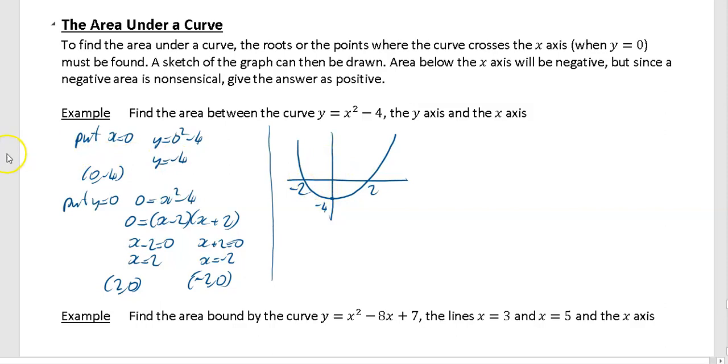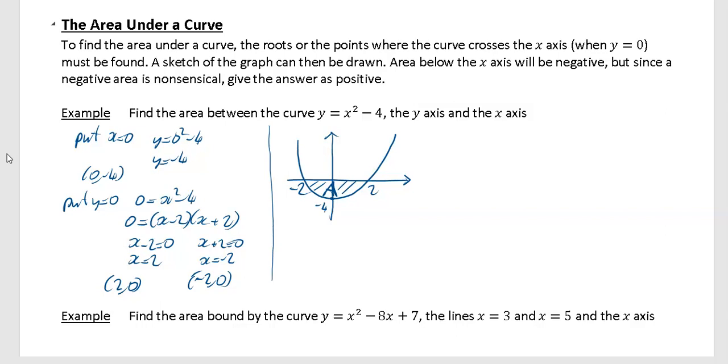Okay, so you've got a good sketch of your curve, and you want to find out the area between the curve and the x-axis. So we're looking for this wee area in here. I'm going to label this capital A. That doesn't look much like a capital A, but that's the area we're looking for.